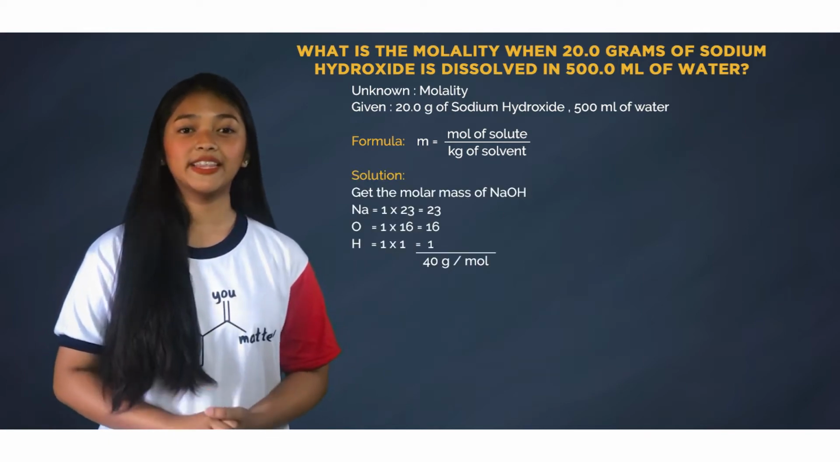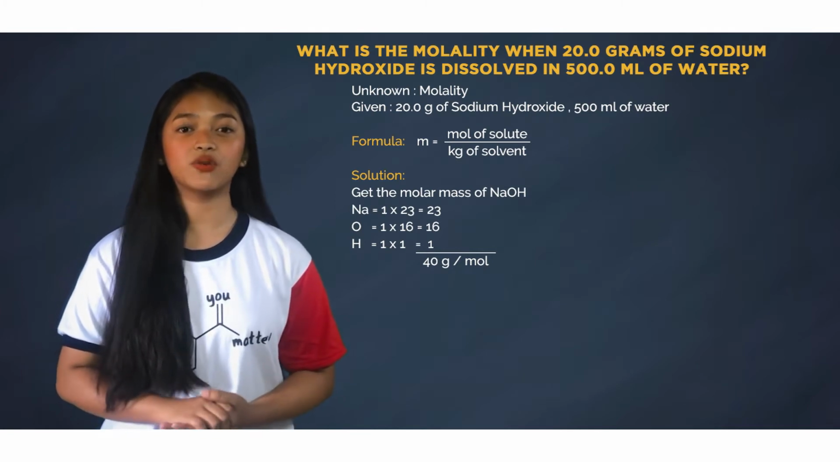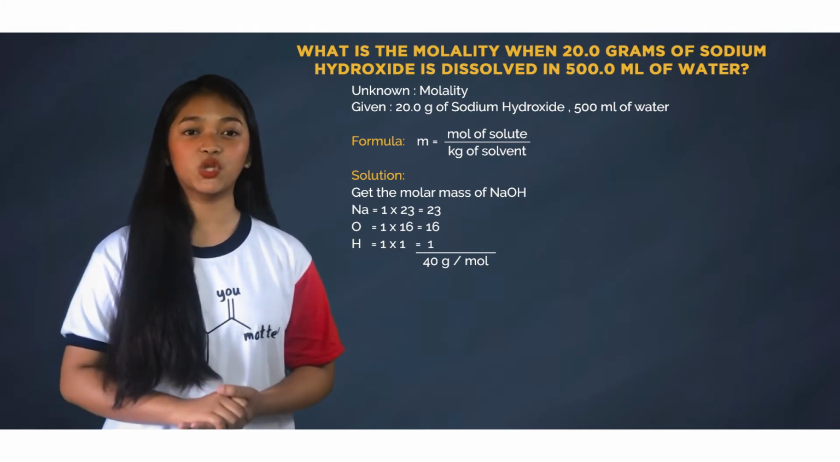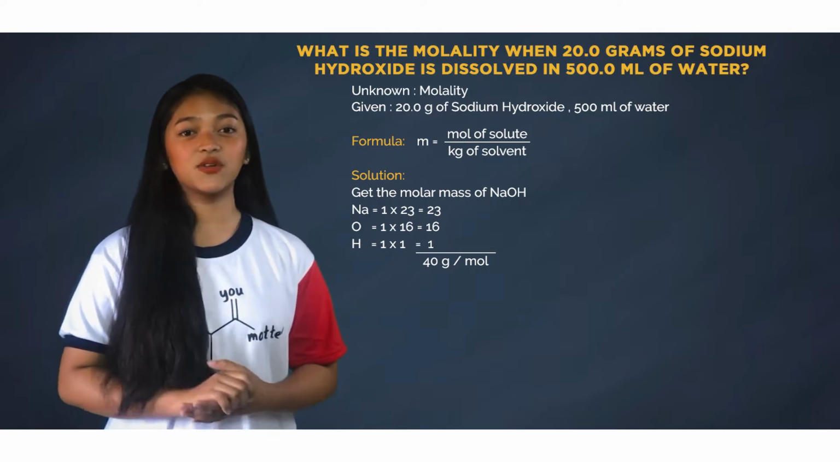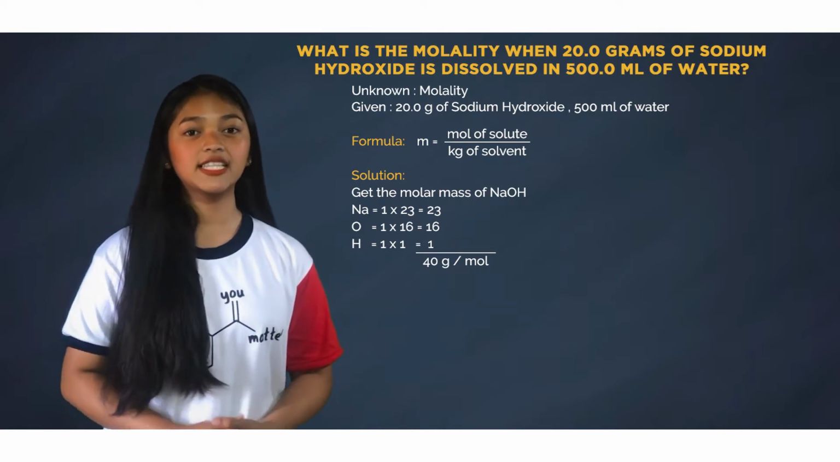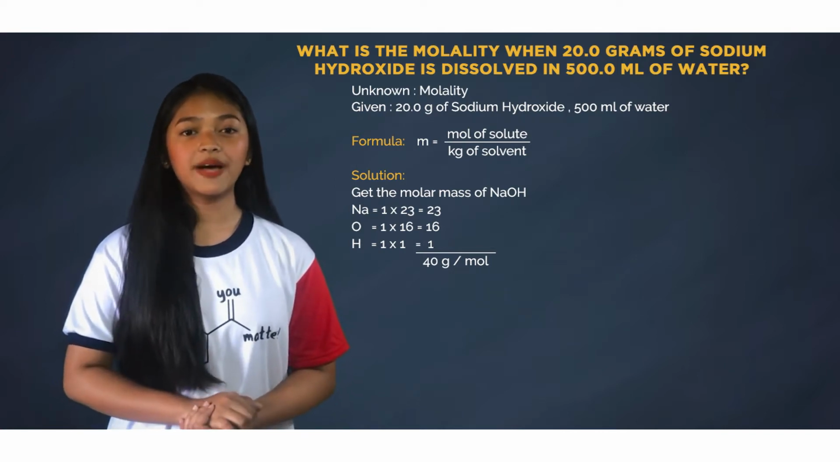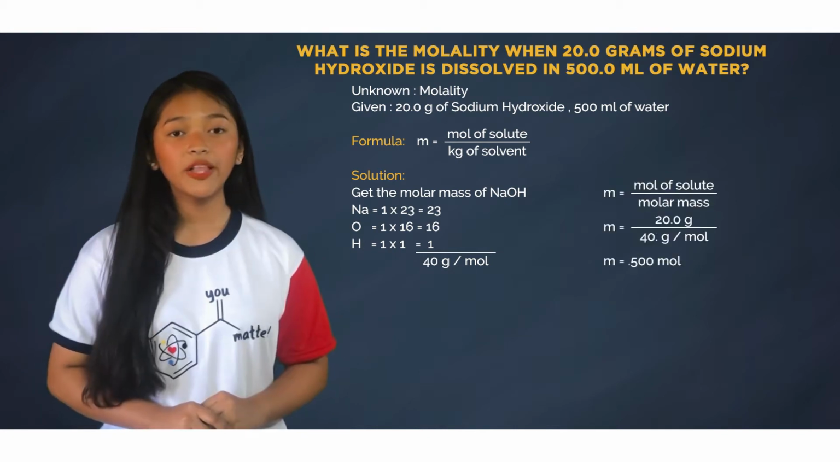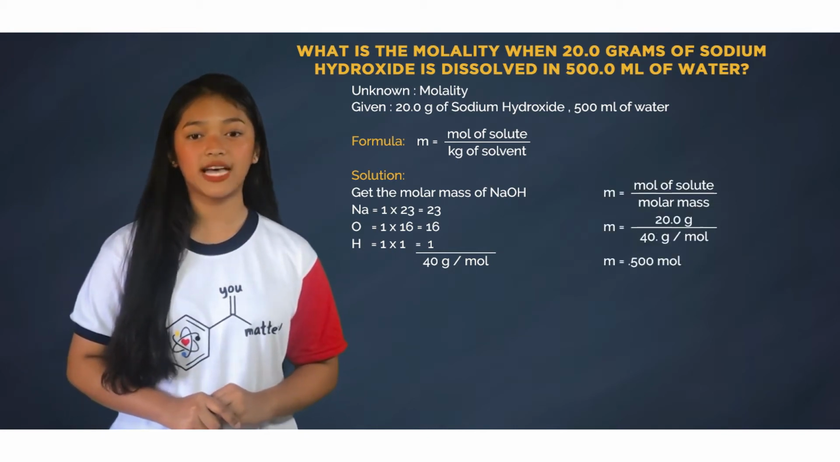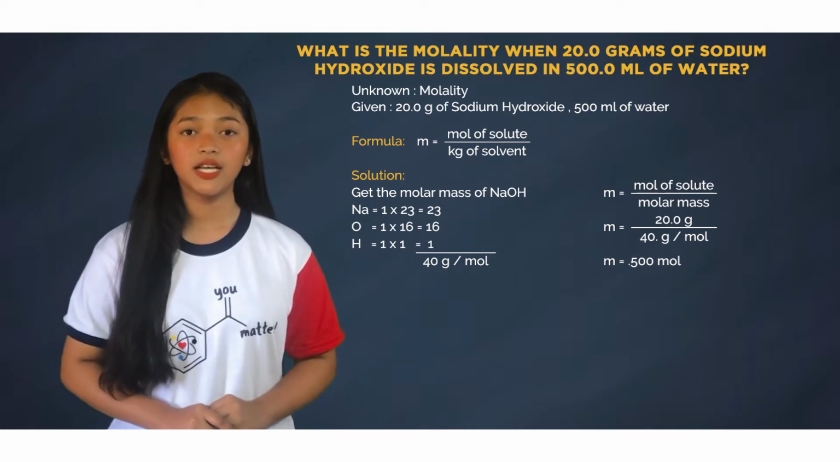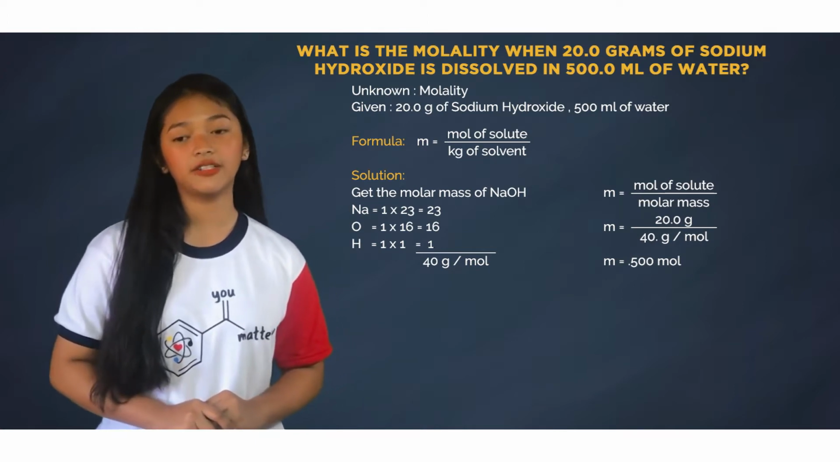First, we will get the molar mass of sodium hydroxide. Sodium is equal to 23, oxygen is equal to 16, and hydrogen is equal to 1. The total molar mass is equal to 40. 20.0 grams of sodium hydroxide divided by 40 is equal to 0.500 mole.